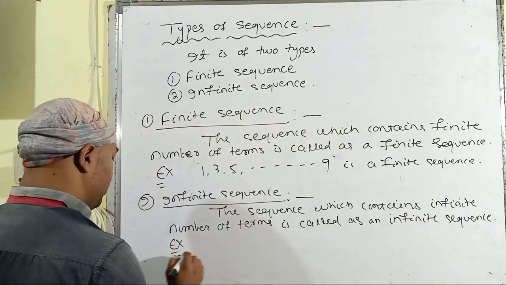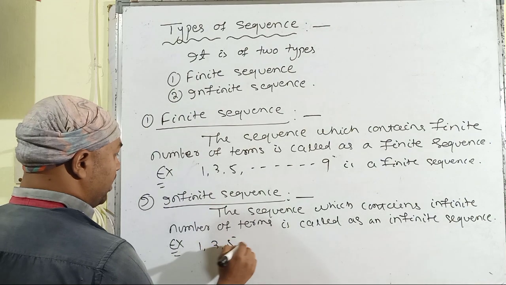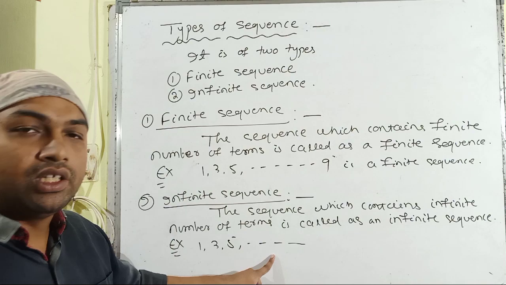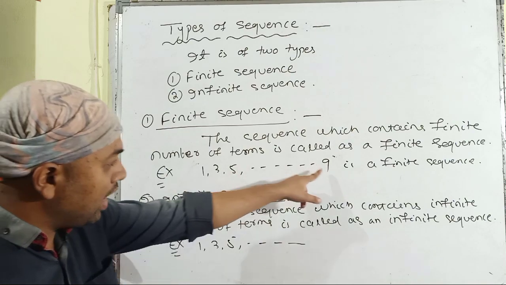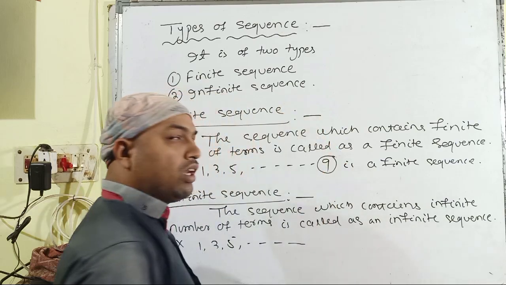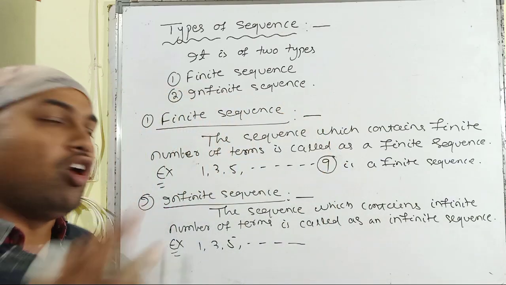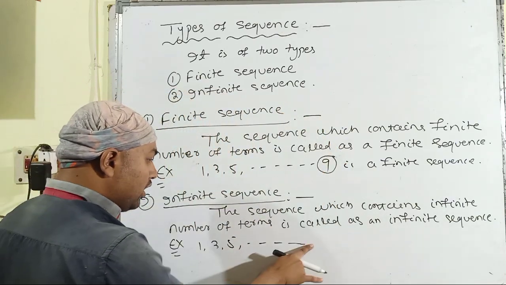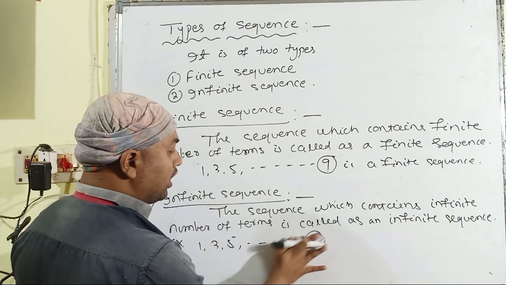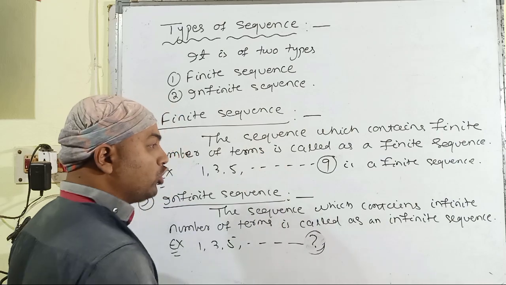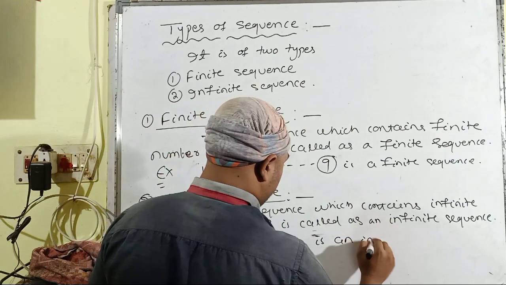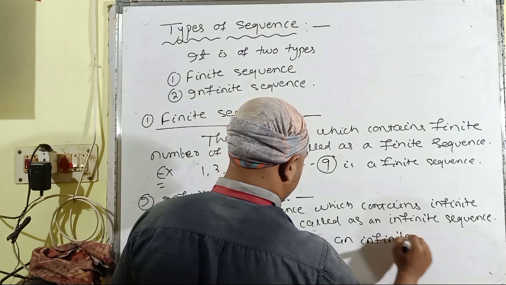Example: 1, 3, 5. Here the last term is not given. That means it is an infinite sequence. In the earlier example the last term is given. So the fundamental is based upon the last term, whether it will be finite or infinite. As the last term is not given here, it is an infinite sequence.